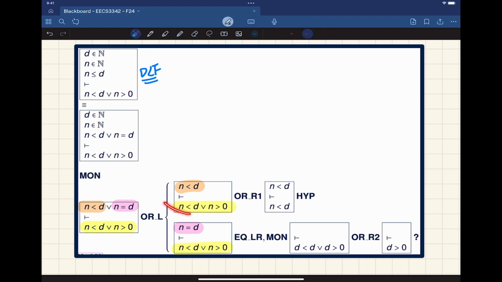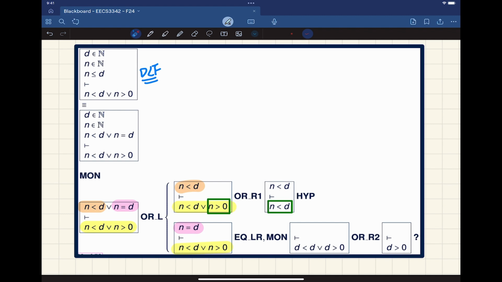If you proceed with this particular branch, you can see I can choose OR_R1 to say I just want to prove this one here. So that's why it's here. This one over here is now selected, and that one there corresponds to this one over here. You can see the goal matches one of the hypotheses. So by the hypothesis axiom rule, this branch is proved. But we still have to complete this one over here. So now let's see how we can proceed with this.